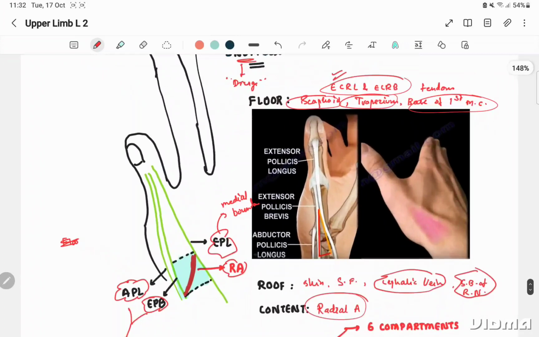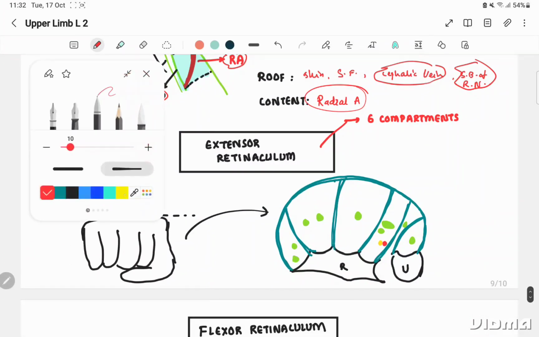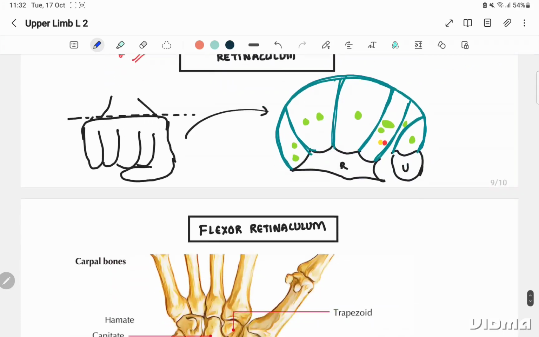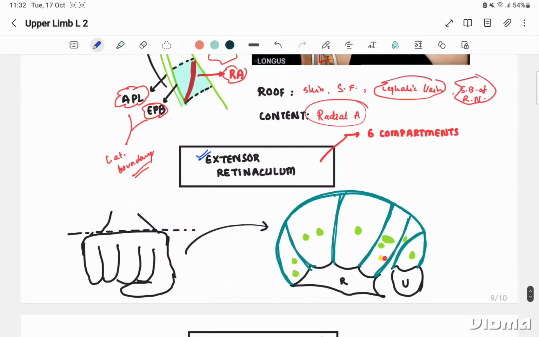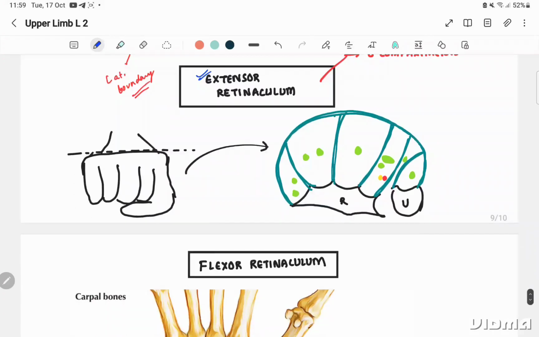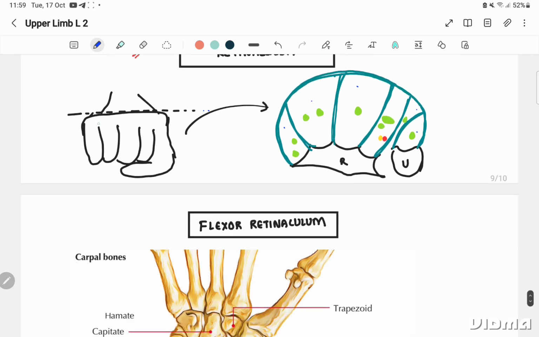So this is about the anatomical snuff box, and now we'll start a topic called the extensor retinaculum. We have a flexor retinaculum and an extensor retinaculum. So we'll discuss the extensor retinaculum first. It has 6 compartments. So make a fist and we take a transverse section through the fist. So we have the 6 compartments here, 1, 2, 3, 4, 5 and 6. Here on the lateral side we have the radius and the ulna. Okay. So in the first compartment we have EPB and APL tendons.